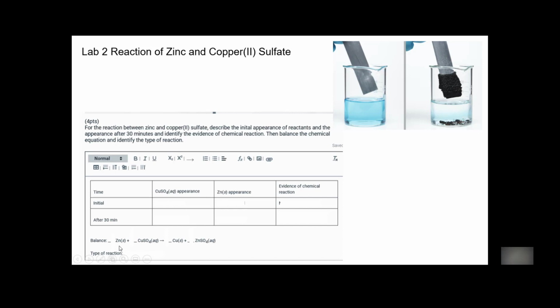So you can see that zinc started out as a solid, and now copper is too. What this is, is that this zinc metal was added to a copper solution, and now you see the blue's gone away, and now there's a new formation. So that should help you in understanding what's happening with this one.